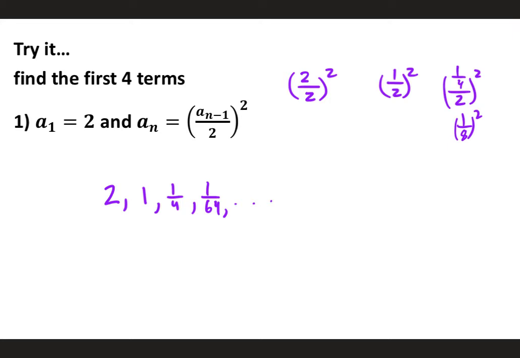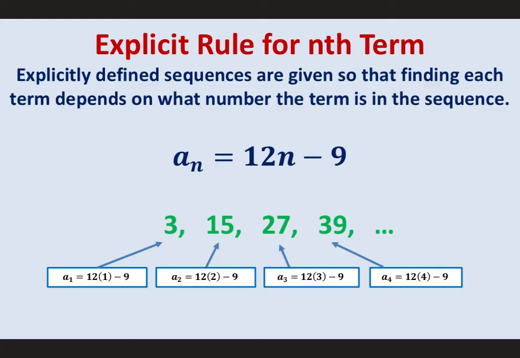Okay, so that's called a recursively defined sequence. All right. So explicitly defined sequences are given so that finding each term depends on what number term in the sequence it is. So we talked about this a little bit already when I first talked about sequences, but just to give it a little more of a definition, an explicit rule says, hey, for the fifth term, you're going to take the number 5, right? This is now taking n, whatever the little subscript here is, and plugging it into the formula. So for the fifth term, you're going to take 5 times 12 minus 9. So that's 60 minus 9 is 51.